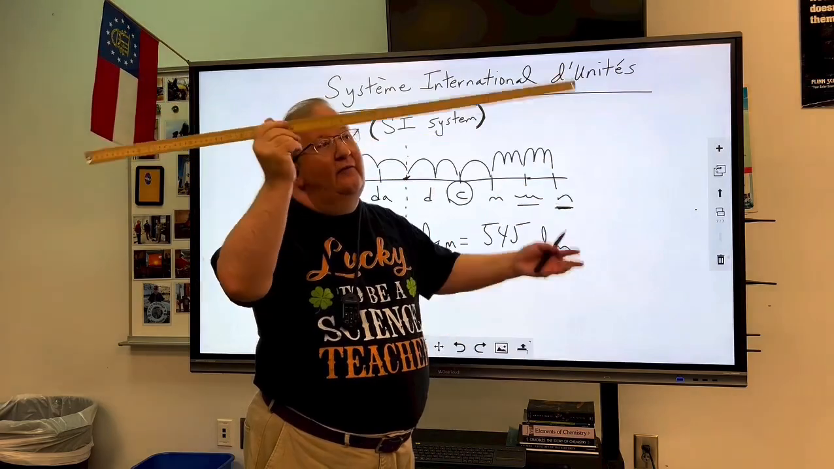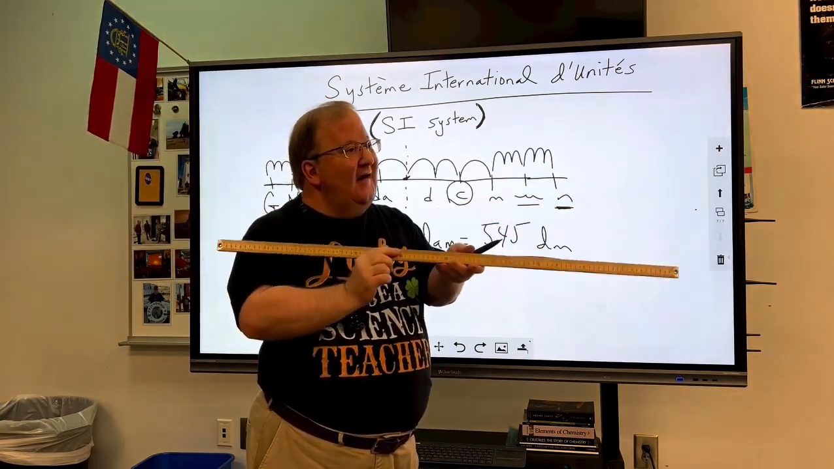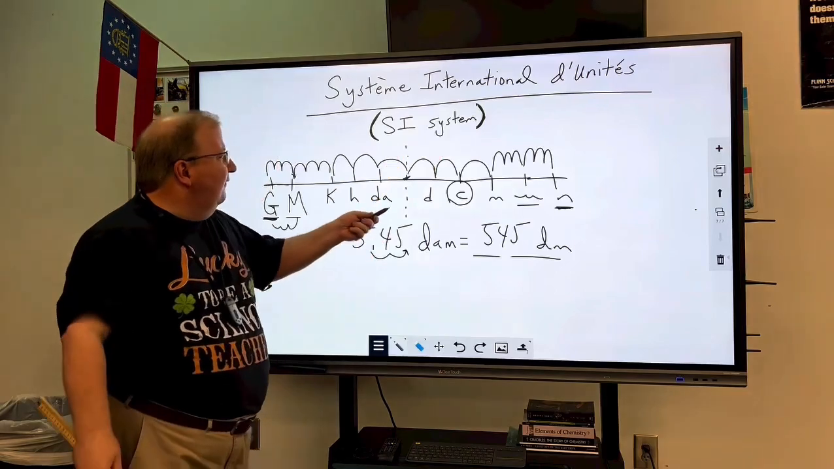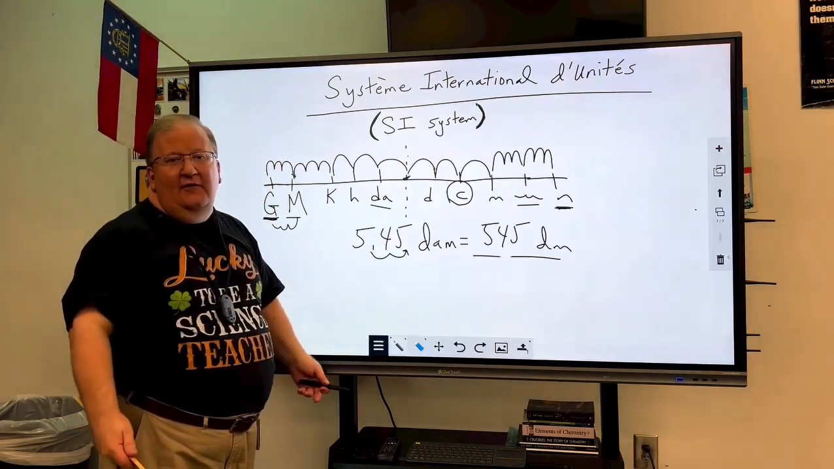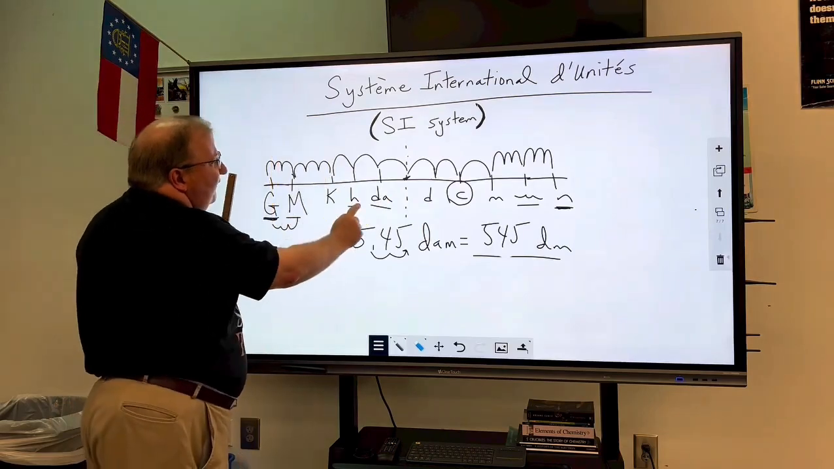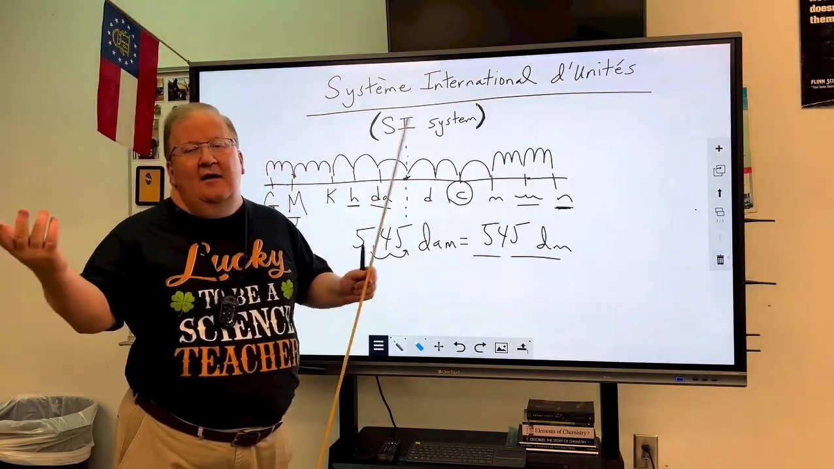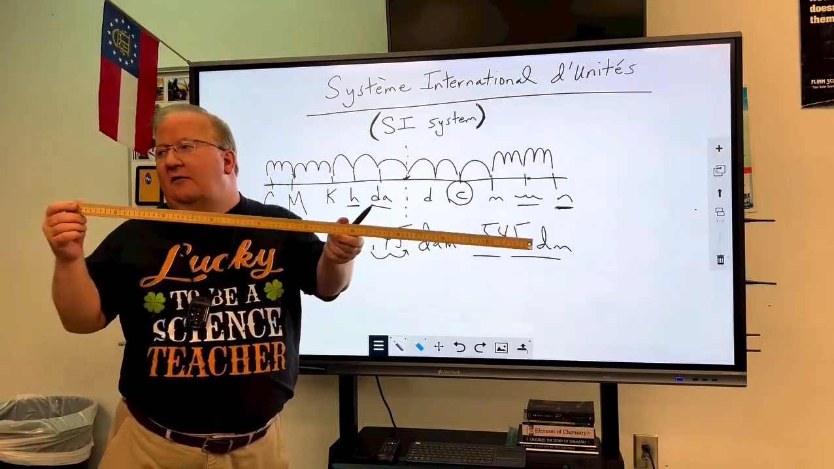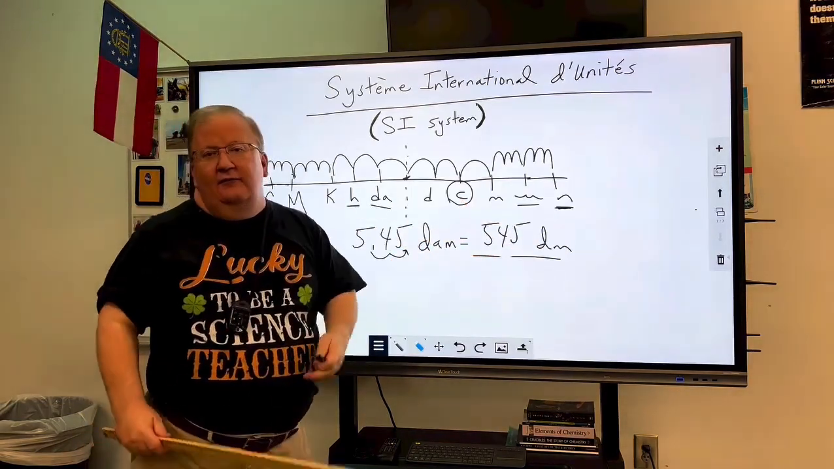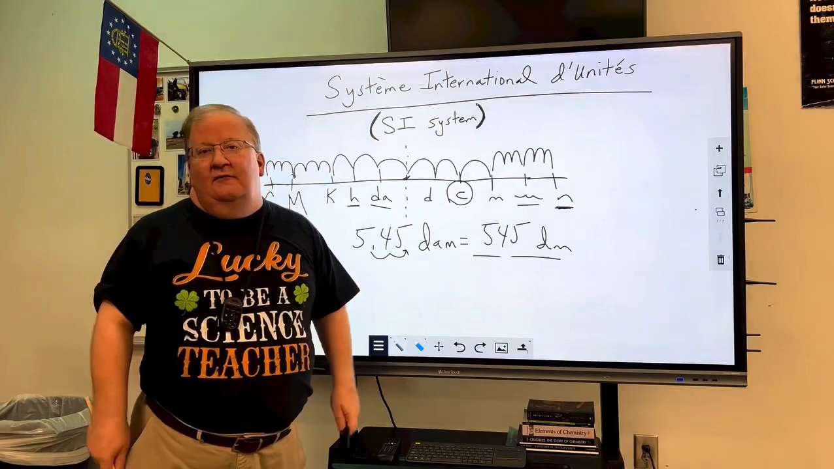Now, on the flip side of it, if I were to take 10 of these meter sticks and line them up, then I would have a decameter, because the prefix deca means 10. If I took 100 meter sticks and lined them up end to end, I'd have a hectometer. So that's the metric system in a nutshell. All it is, is moving a decimal. It's easy.